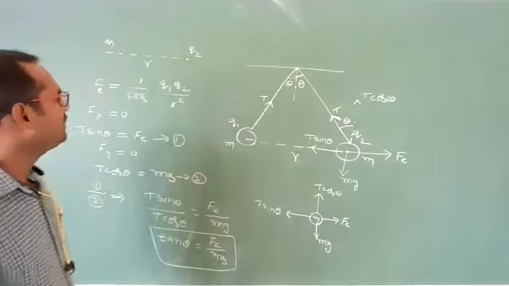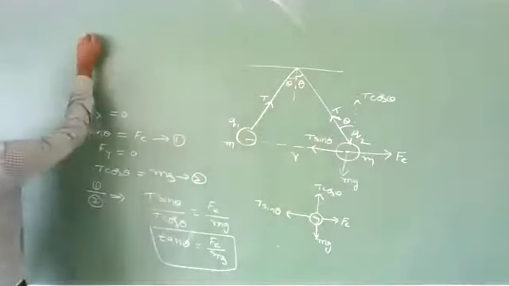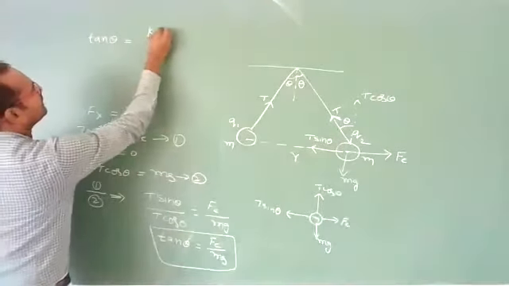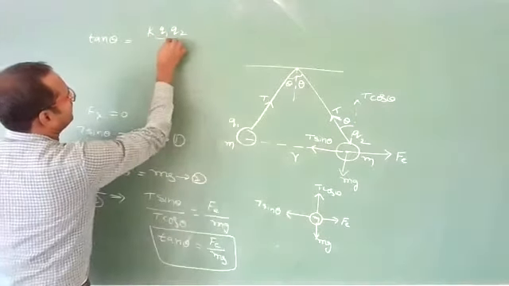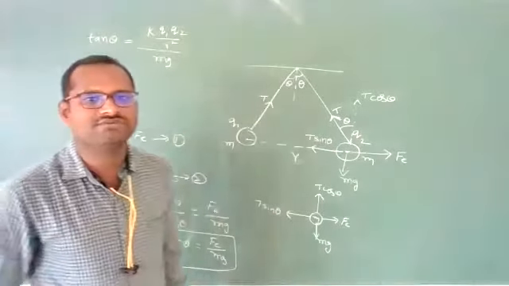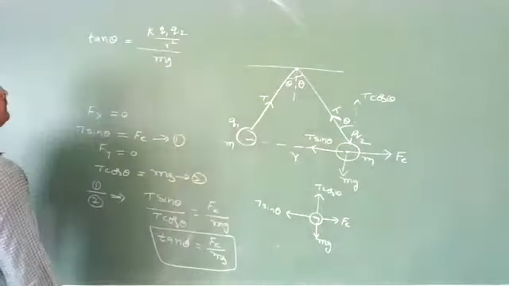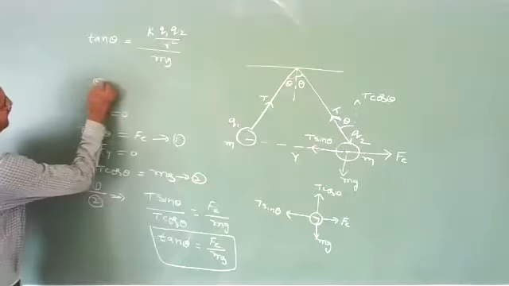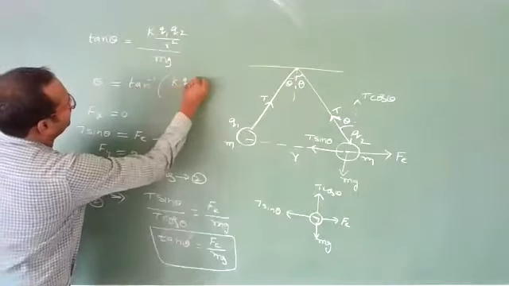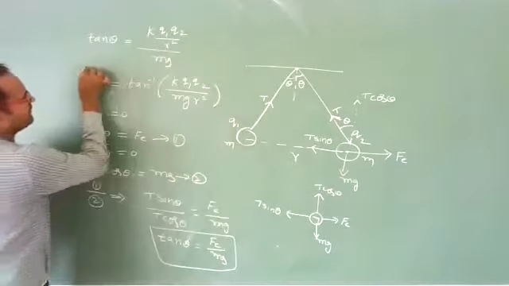Are you getting it, students? I think you are understanding the point. So tan theta is equal to Fe value, which is K Q1 Q2 by R square, divided by mg. Here K means 1 by 4 pi epsilon naught. Instead of writing 1 by 4 pi epsilon naught, I am writing K so that it will be easy for me to write. And if you want theta, it can be written as tan inverse of K Q1 Q2 by mg R square. Yes, this will be the theta.